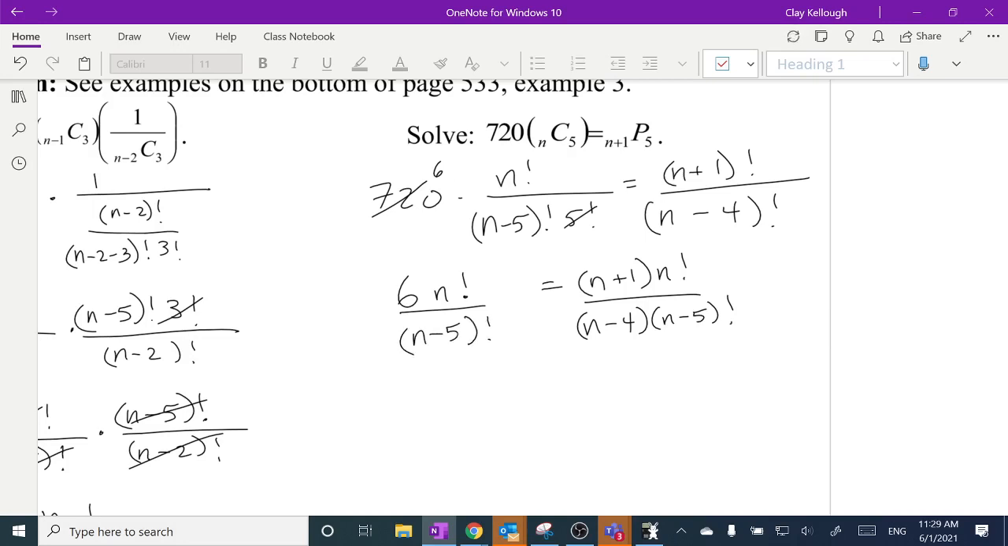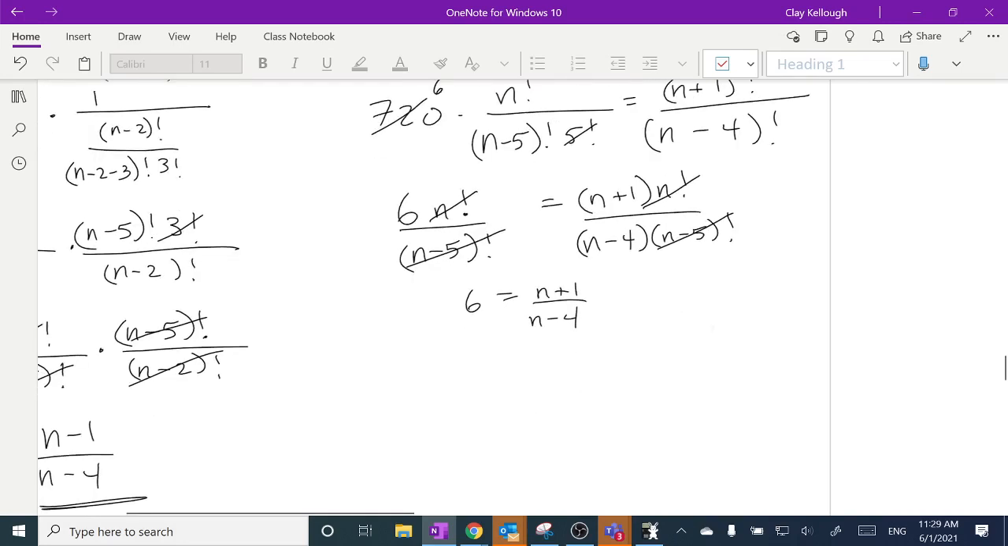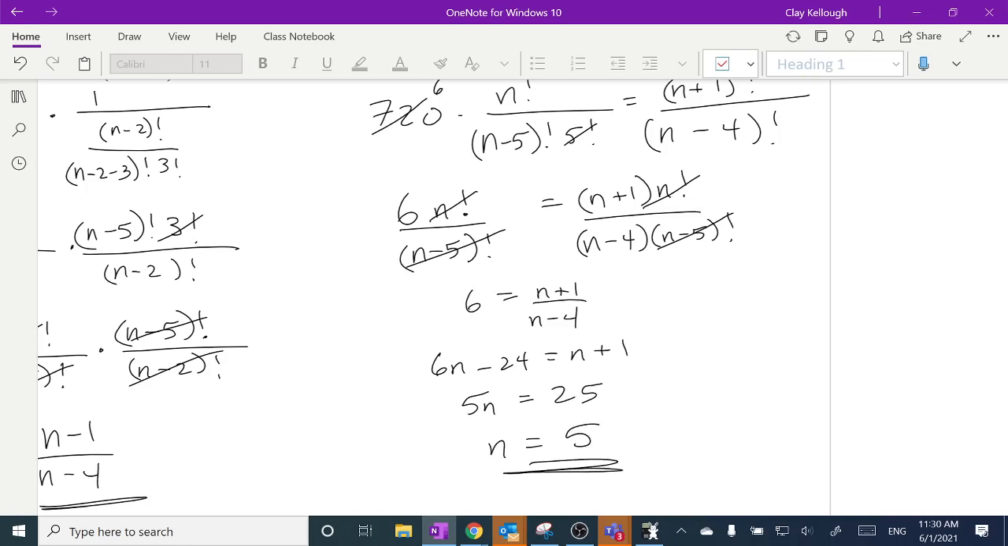I multiply both sides of the equation by n minus 5 factorial, bye-bye. I divide both sides of the equation by n factorial, bye-bye. And I am left with the equation 6 equals n plus 1 over n minus 4, which I can solve algebraically. I'm going to multiply both sides of the equation by n minus 4. I'm going to move the n to the other side. Move the 24 to the other side. And there we have it. What a lovely piece of algebra.